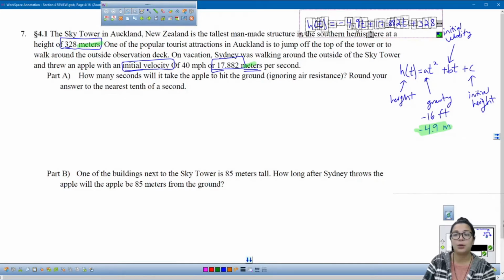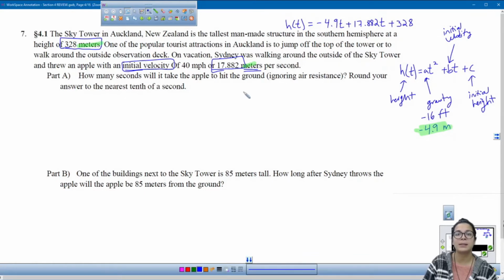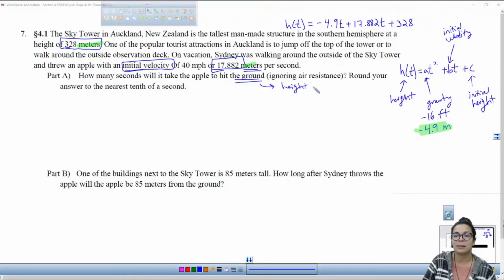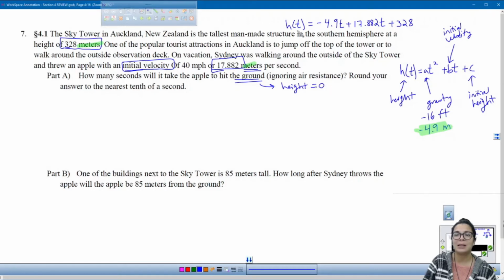Now, let's go ahead and do part A. Part A says how many seconds will it take for an apple to hit the ground? Hit the ground means that we have a height of what? The height at the ground is 0. So we need this h of t, this height, to be 0. So we're solving for t when h of t is 0.